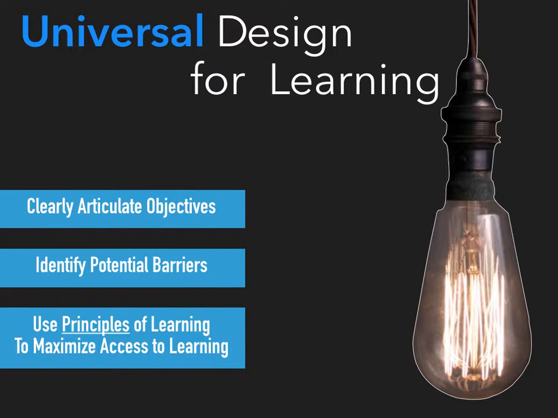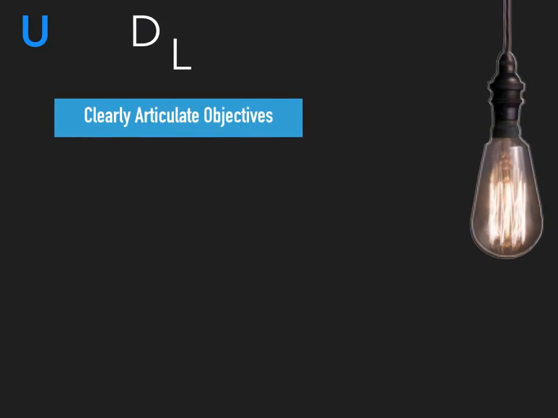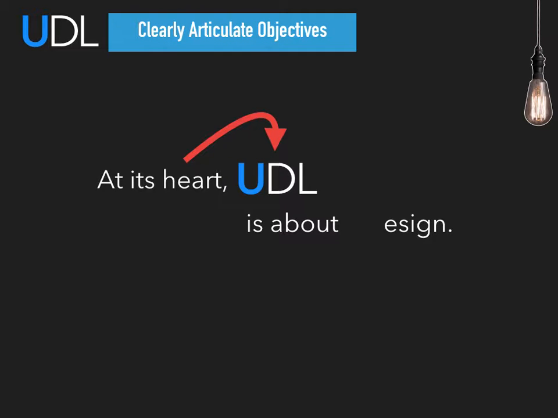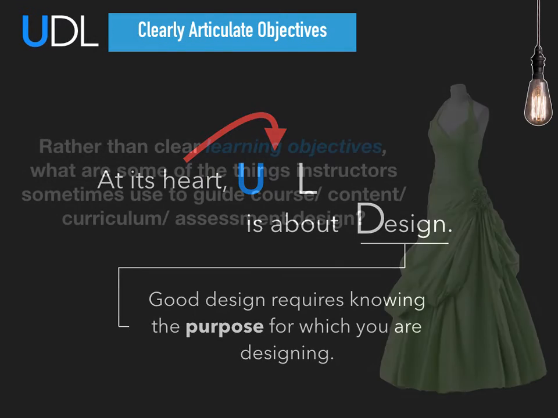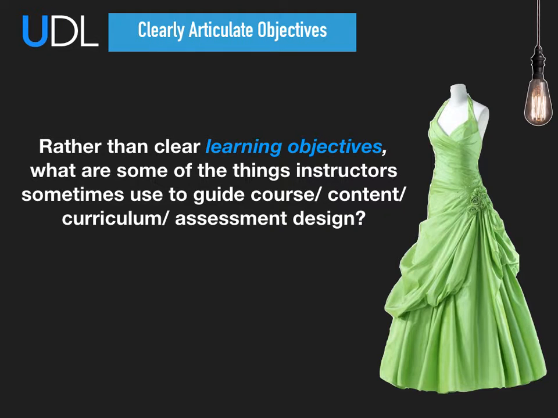In this presentation, I want to focus in introducing you to UDL on 3 framework aspects: how we clearly articulate objectives, how we identify potential barriers, and how we use the principles of learning to access learning. Let's look at each. At its heart, UDL is about design. And good design, as we've already seen, requires knowing the purpose for which you're designing. Rather than clear learning objectives, what are some of the things that instructors sometimes use to guide course or content or curriculum or assessment design?